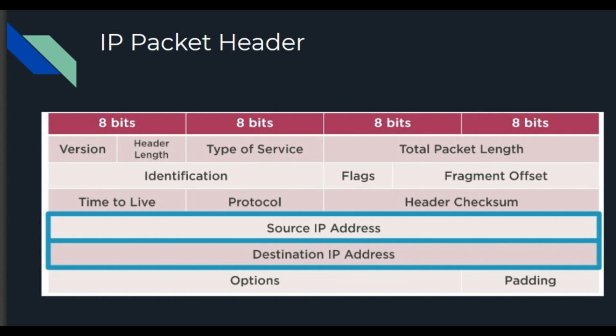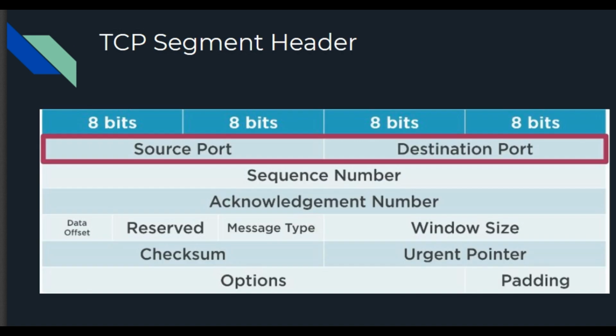NAT is clearly manipulating the packet header. It is manipulating the source and destination address. NAT is designed to manipulate either the source or destination or both. Now regarding the TCP segment header, when we are talking about port address translation, we need to bring in the TCP segment here and see that we are actually manipulating the source and destination port numbers as well in this technology.